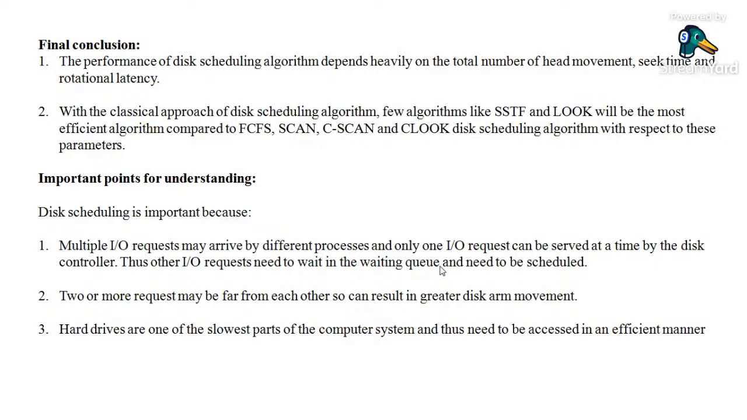And finally, hard drives are one of the slowest parts of the computer system and thus need to be accessed in an efficient manner. So see here, we know the cache memory, then primary memory, then secondary memory. If we compare these three memories, the hard drive is a secondary memory. We cannot say it is a physical memory, because physical memory ultimately is primary memory. So the secondary memory or hard disk drive is one of the slowest parts of the computer system.